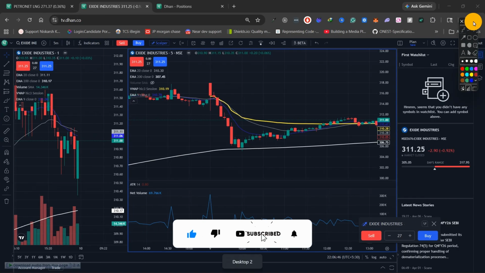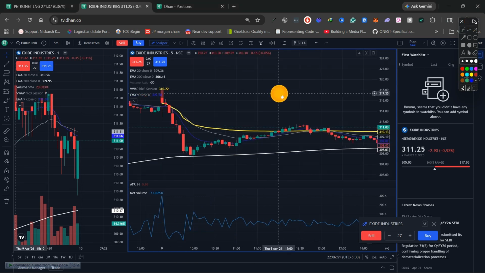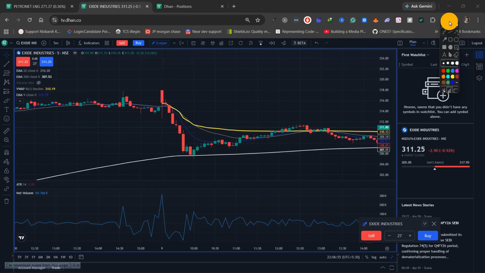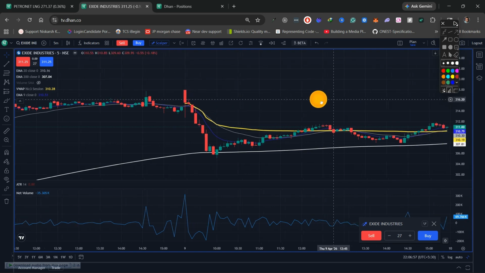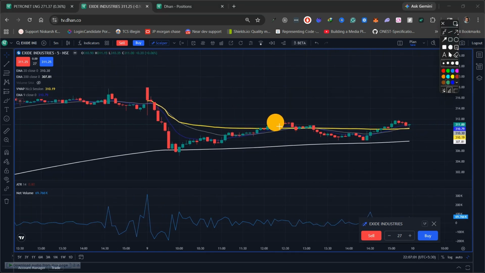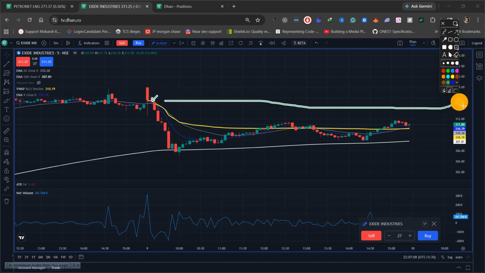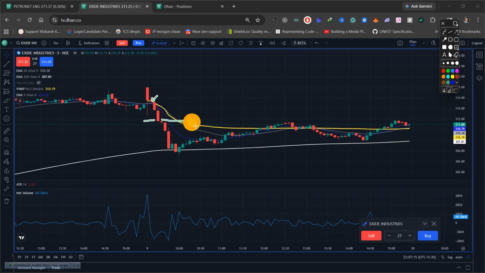But right now, while creating this video, it is late in the night when all the action is done. So this is my Xide chart, and just take a look at what has happened. Again, for reference, I will mark my entry and exit. This was my entry at around 315, and around this point was my exit, around 311. So entry, exit, and just look at the movement.